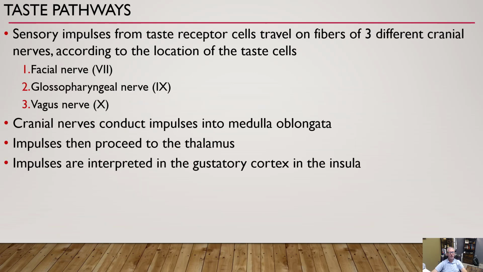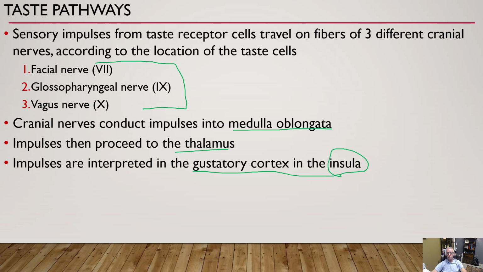All right, sensory impulses from the taste receptors on fibers. So, okay, taste pathways. Remember I said a bunch of cranial nerves are involved in our taste sensation. Cranial nerve number 7, facial nerve, glossopharyngeal number 9, vagus nerve number 10. Remember, the vagus nerve is probably the most important nerve in the body. It innervates essentially every organ inside of our body. And then those nerve impulses are eventually going to go to the medulla oblongata, portion of the brainstem, then proceed to the thalamus, and then into that insula or that Island of Reil.